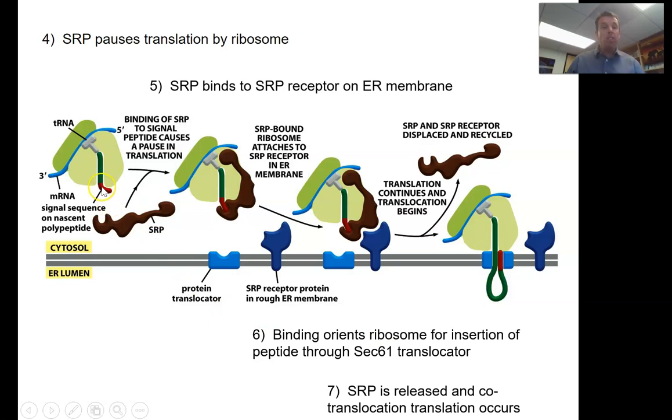Well, it must bind to the signal peptide, the signal sequence. It then has to bind to the ribosome for pausing it, and it has to bind to the receptor. It does not bind to the SEC61 translocation complex, because if it did, it would block that, but by binding to its SRP receptor, it brings the ribosome to this location, and now it can translocate through.